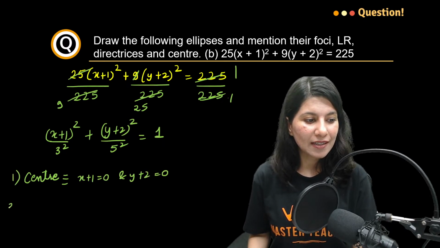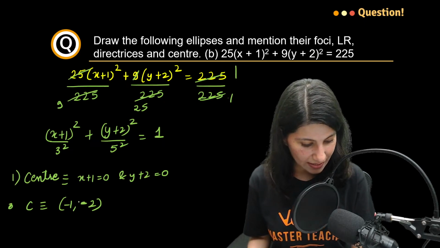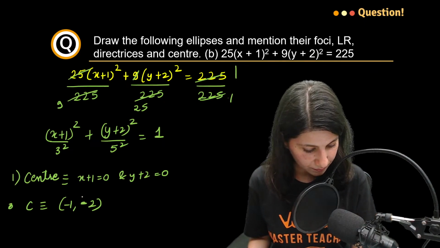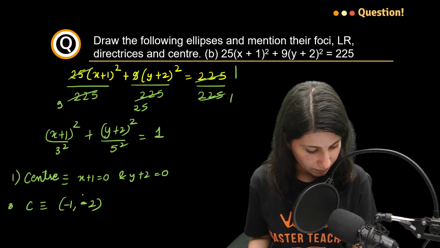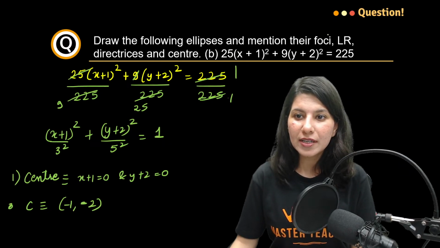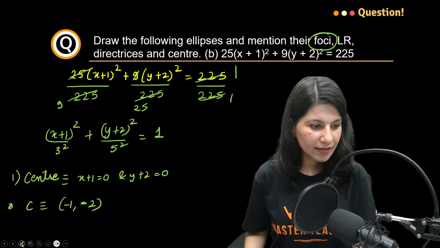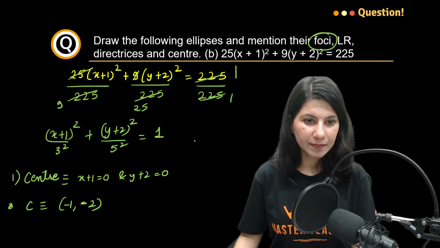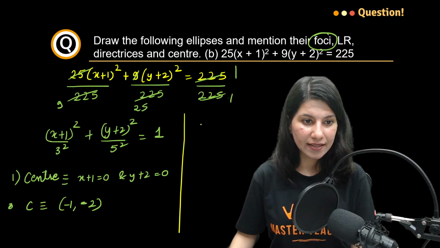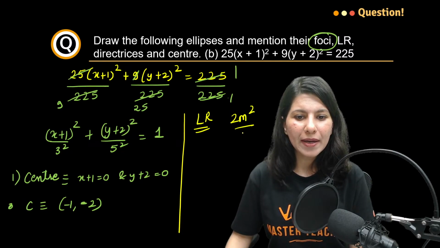So first thing, the center will be minus 1 comma minus 2. Okay. Alright. So the center is done. Next is latus rectum. The length of the latus rectum LR is 2 m square by capital M.